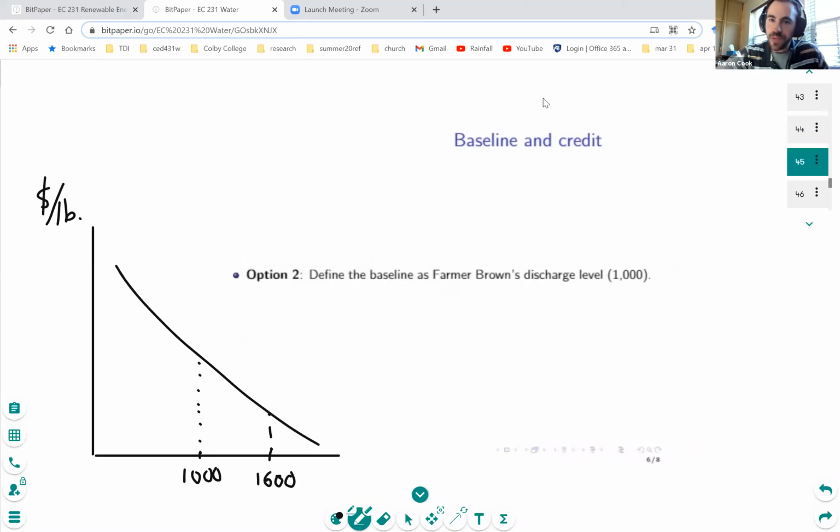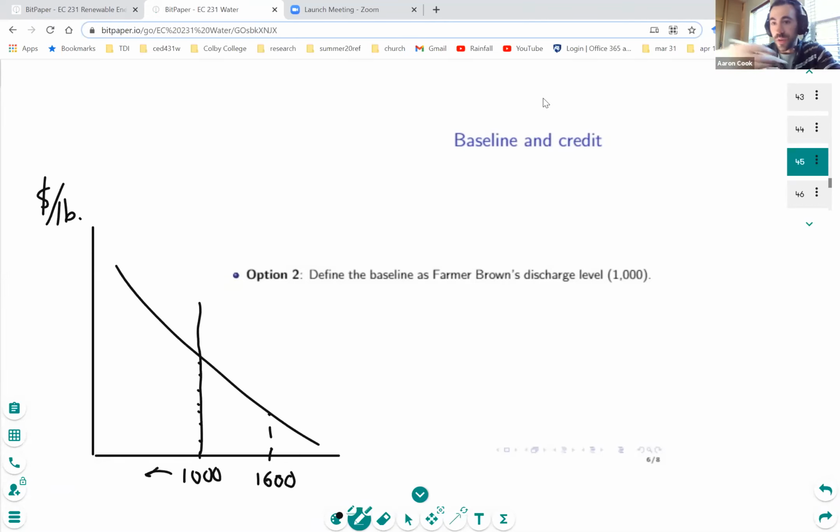Okay, so now the second option would be to define the baseline as Farmer Brown's discharge level. So you sort of require the polluters to get up to this 1,000 pounds per year level before they can generate any credits. So Farmer Brown can start generating credits as soon as he gets below 1,000.